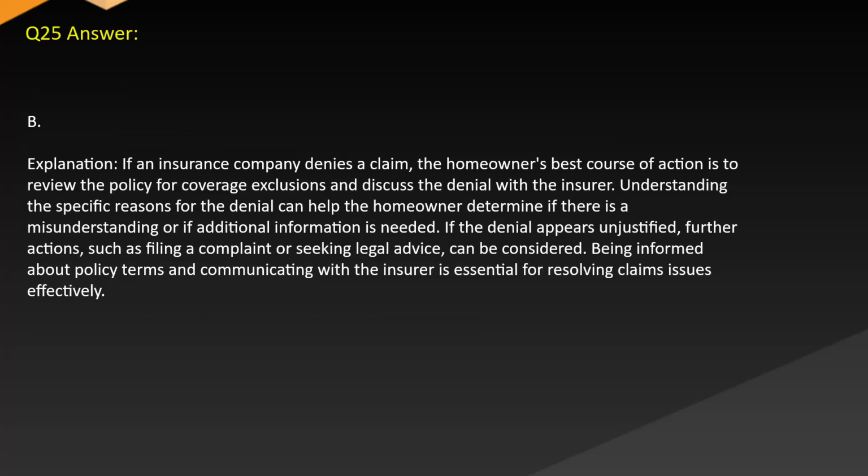Answer B. Explanation. If an insurance company denies a claim, the homeowner's best course of action is to review the policy for coverage exclusions and discuss the denial with the insurer. Understanding the specific reasons for the denial can help the homeowner determine if there is a misunderstanding or if additional information is needed. If the denial appears unjustified, further actions such as filing a complaint or seeking legal advice can be considered.